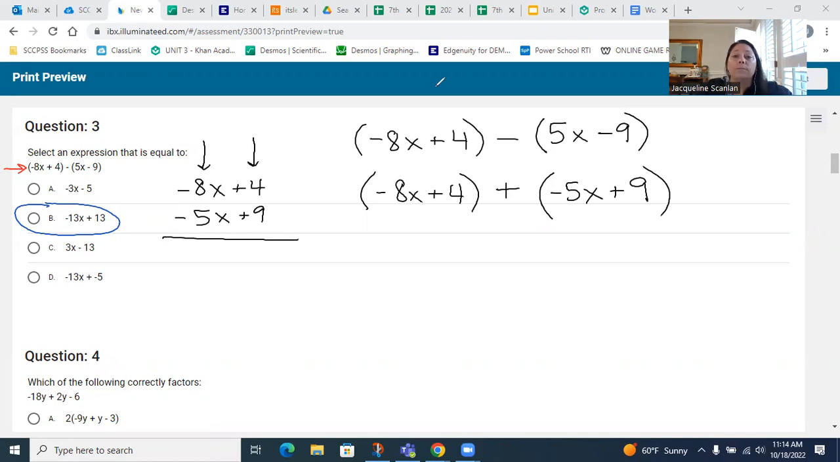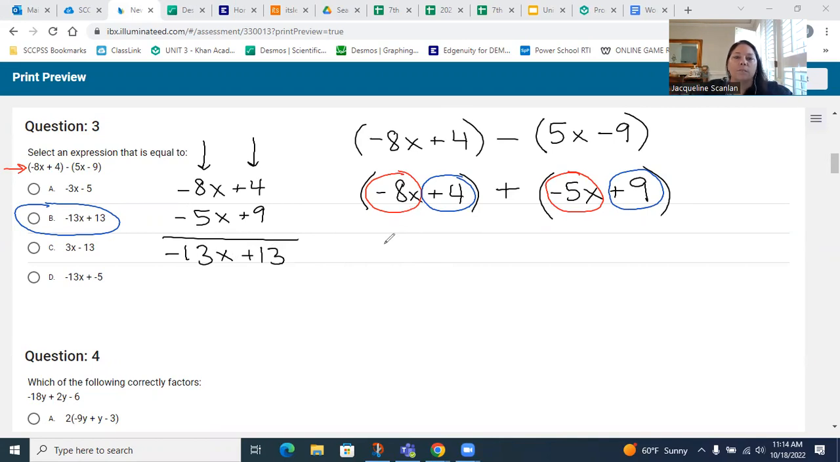Or you could color code, right? You could say anything with an x, I'm going to call maybe red. I'm going to take the sign in front, and anything without an x, I'm going to circle in maybe blue, and I'm going to add those together. Okay, either way, you're still going to end up with -13x + 13.